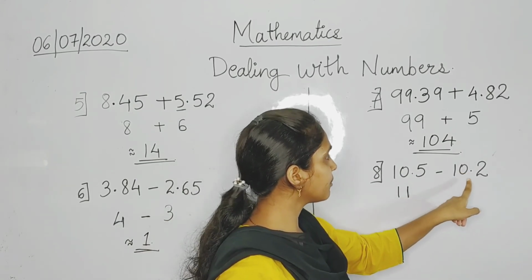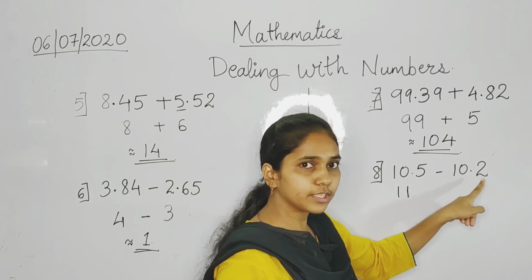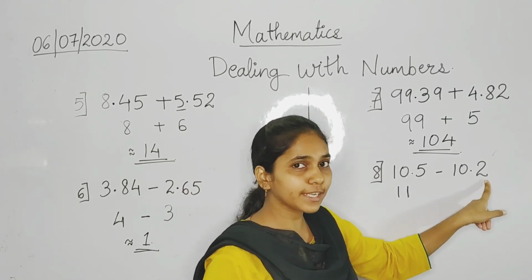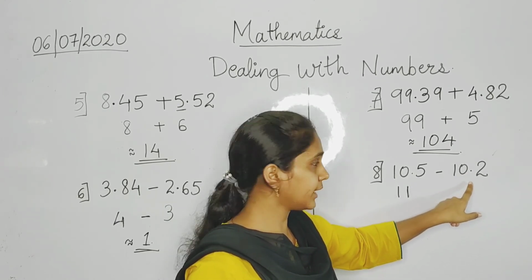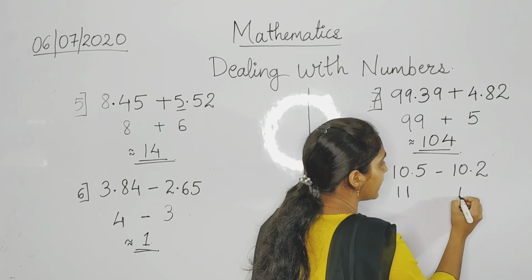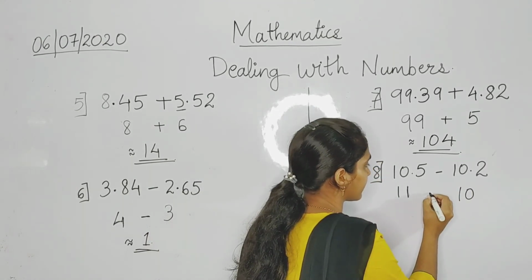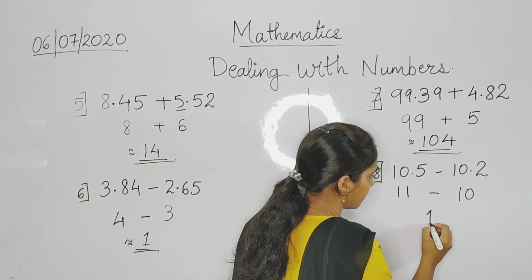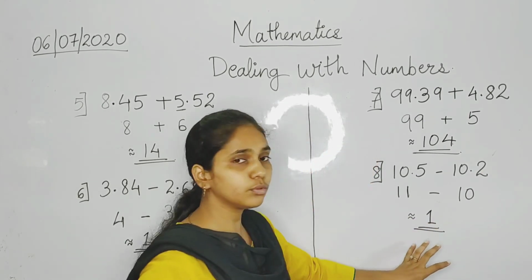Now the next number is 10.2. First we check the number after the decimal point. The number after the decimal point is 2, and 2 is not greater than 5. So we don't have to add 1 to this 0. So this 10 remains as it is. Now we have to subtract both. 11 minus 10 is 1. So the answer for this is approximately equal to 1.